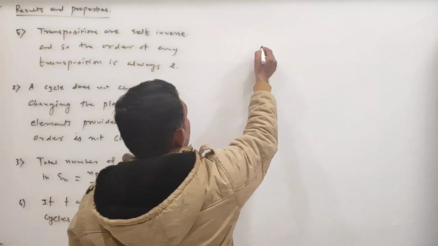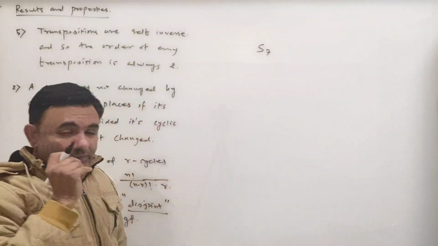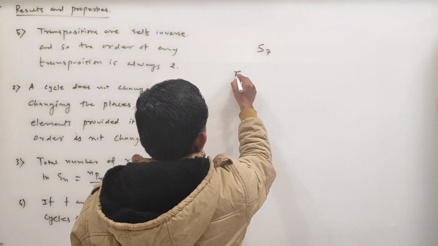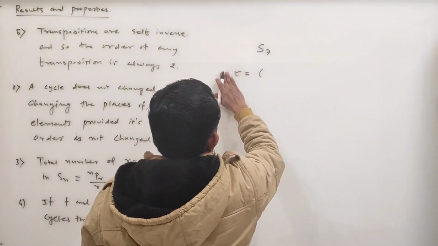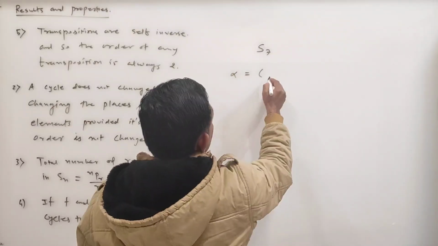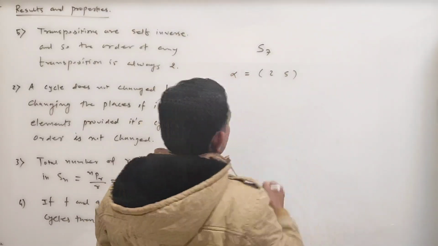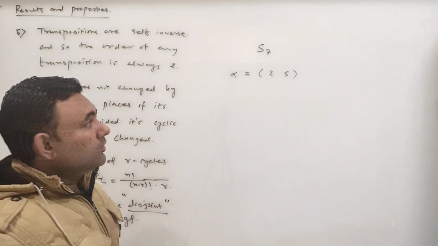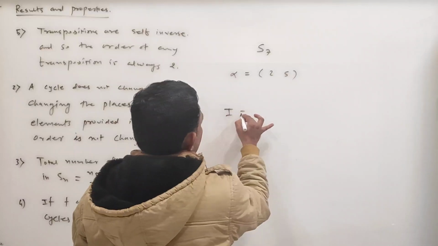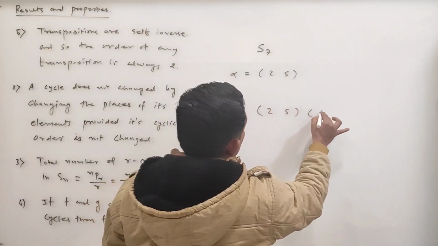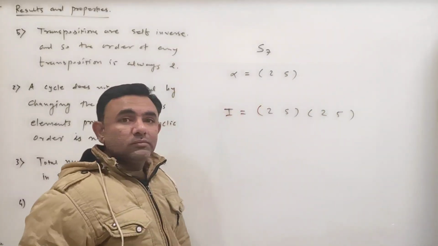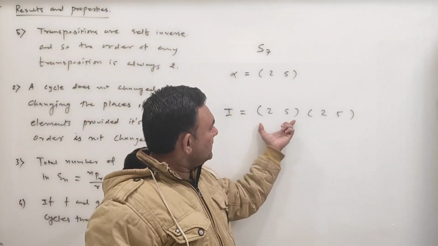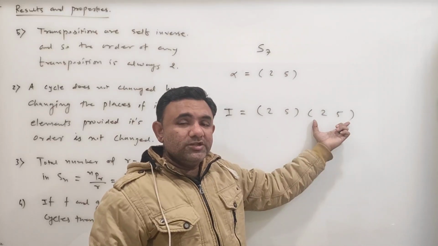सपोज मैं S7 में काम कर रहा हूं, राइट? एंड इफ आई हैव से यू कंसिडर टाउ, और टाउ के बदले में लेट मी यूज अल्फा. अल्फा इज 2 5. तो ये मेरा एक ट्रांसपोजिशन हो गया, साइकिल ऑफ लेंथ 2. तो जब मुझे आइडेंटिटी की जरूरत पड़ेगी देन आई कैन राइट 2 5 2 5, राइट? तो इसका इनवर्स यही है itself.